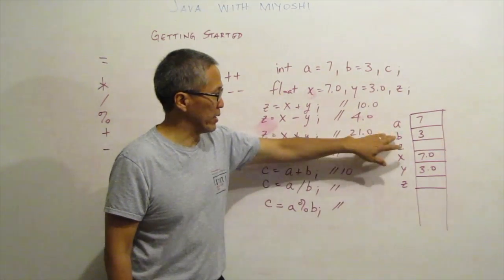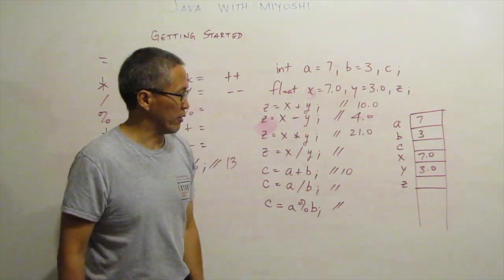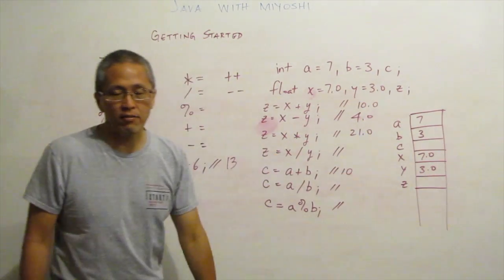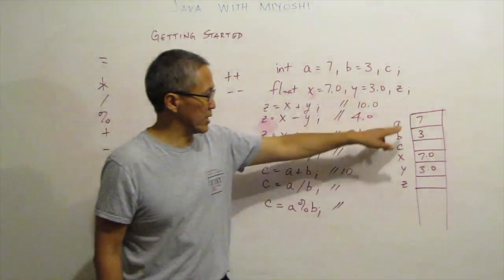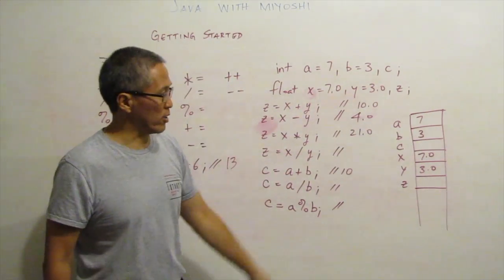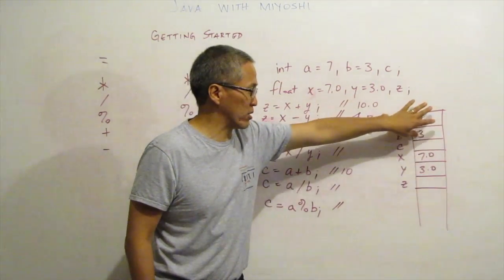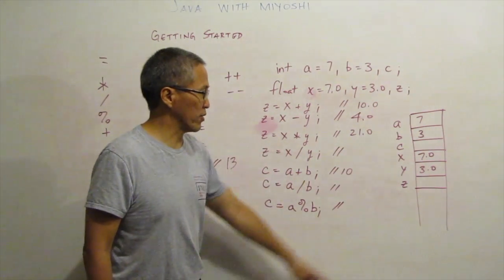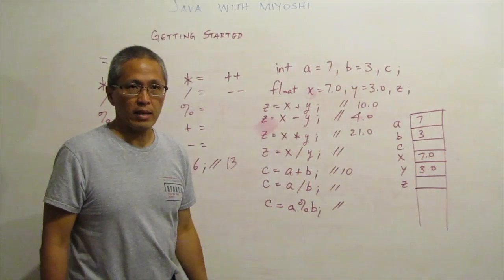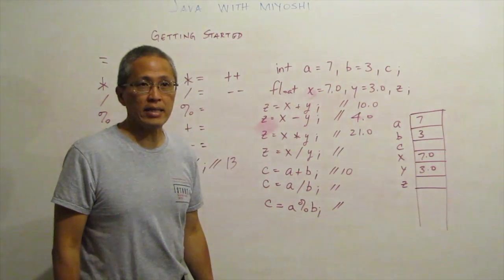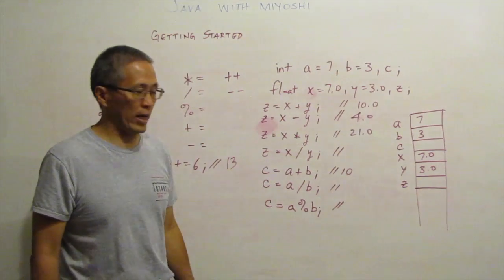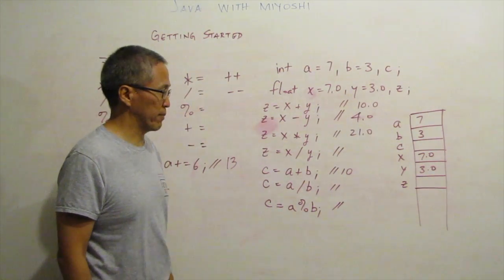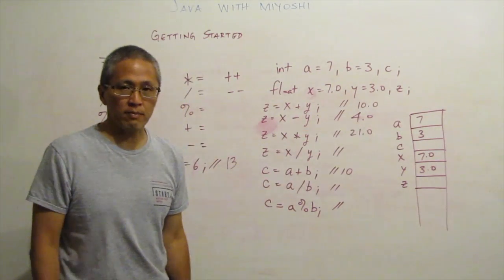I have a and b, they have 7 and 3 respectively. I have x and y, and they have 7.0 and 3.0 respectively. And c and z have nothing in them. Notice also that these guys here are going to be integers, so they would have less memory associated with them than the floats do, because the floats have the decimal values, or what I like to say is they have a fractional part of a number in them, but integers do not, just like in math.